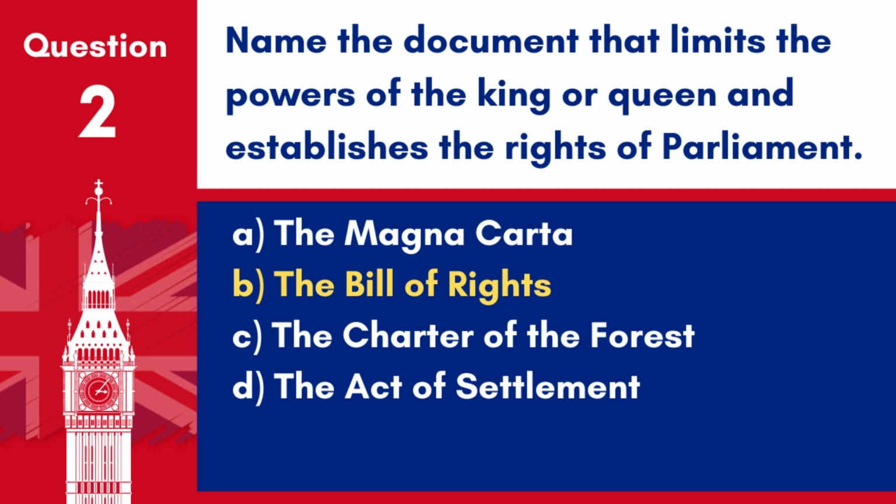Answer. B. The Bill of Rights. The Bill of Rights 1689 limits the powers of the monarchy and sets out the rights of Parliament, establishing rules for the freedom of speech in Parliament and the requirement for regular elections.